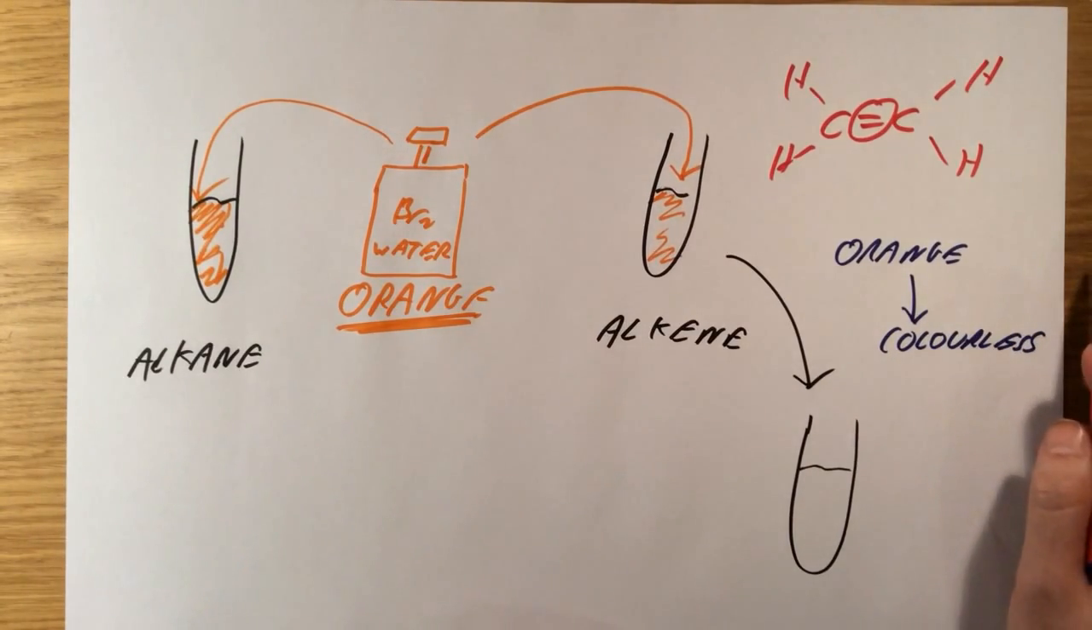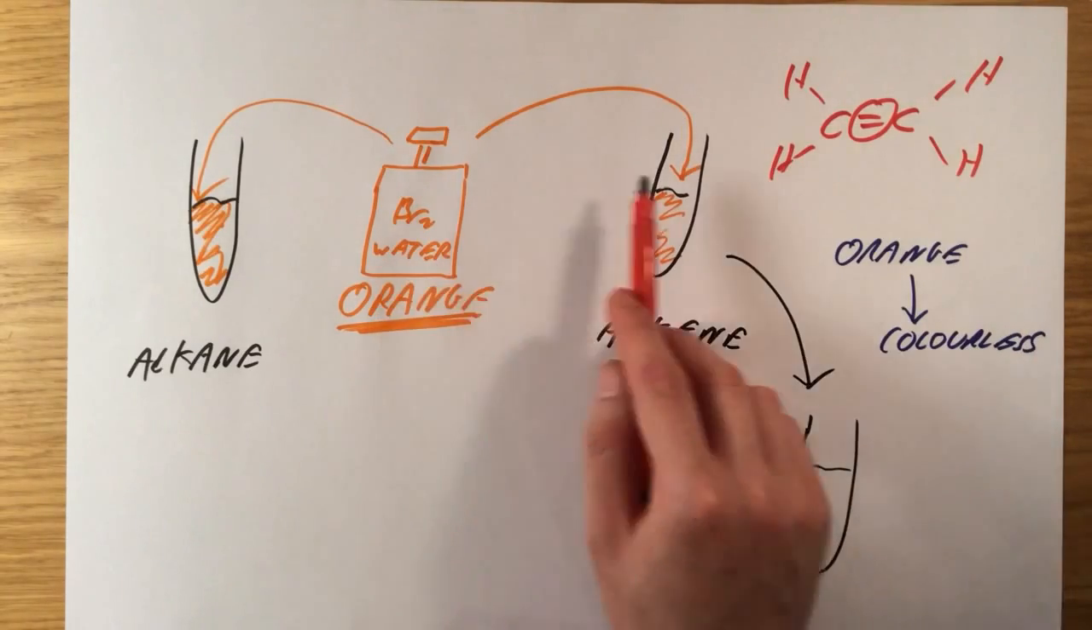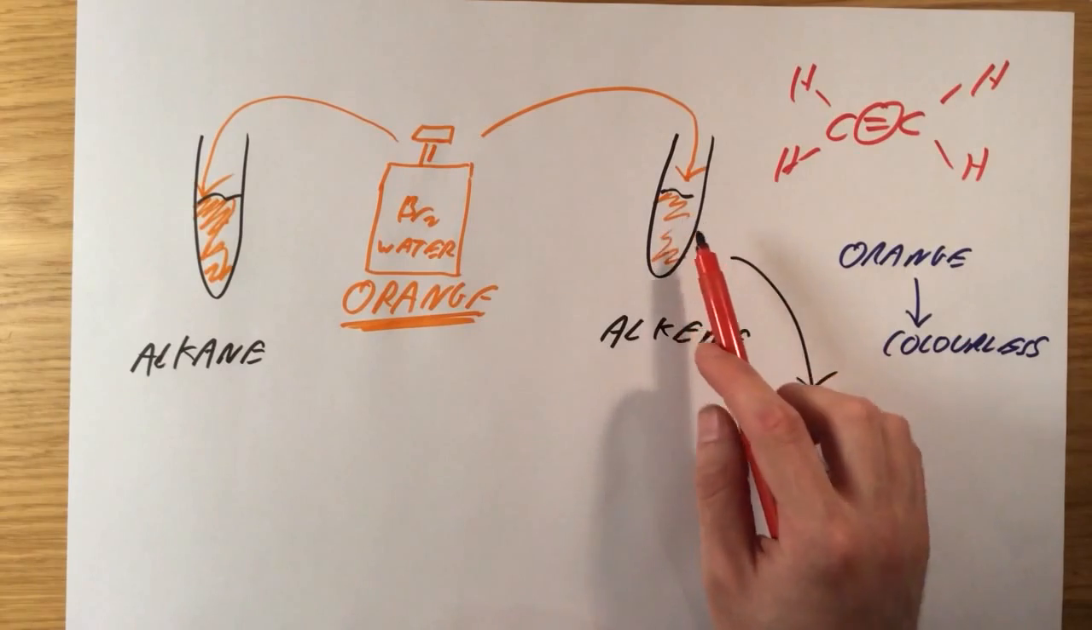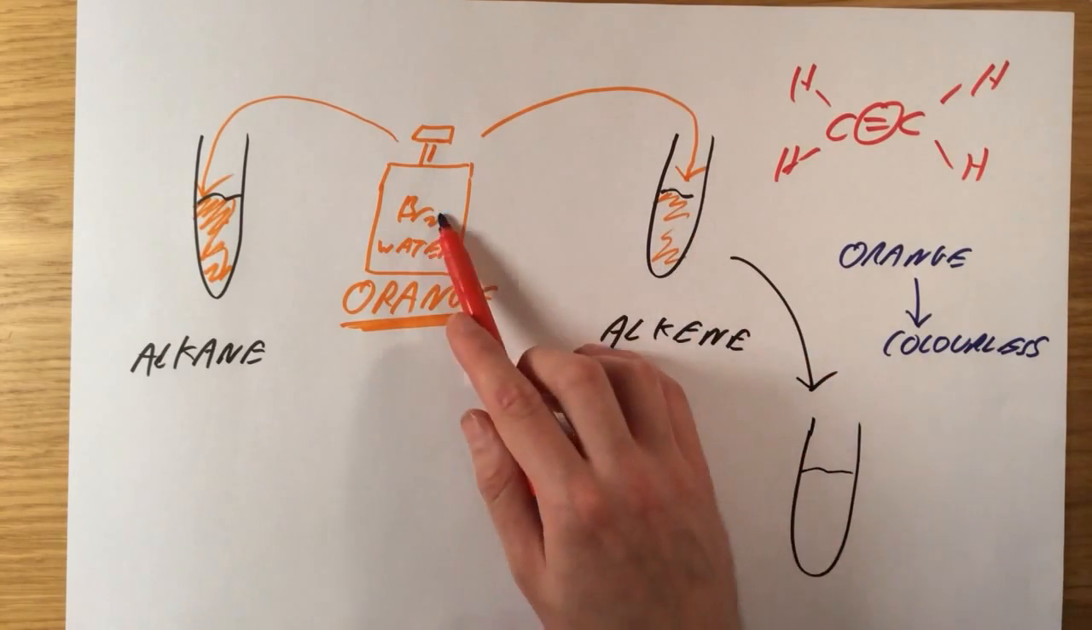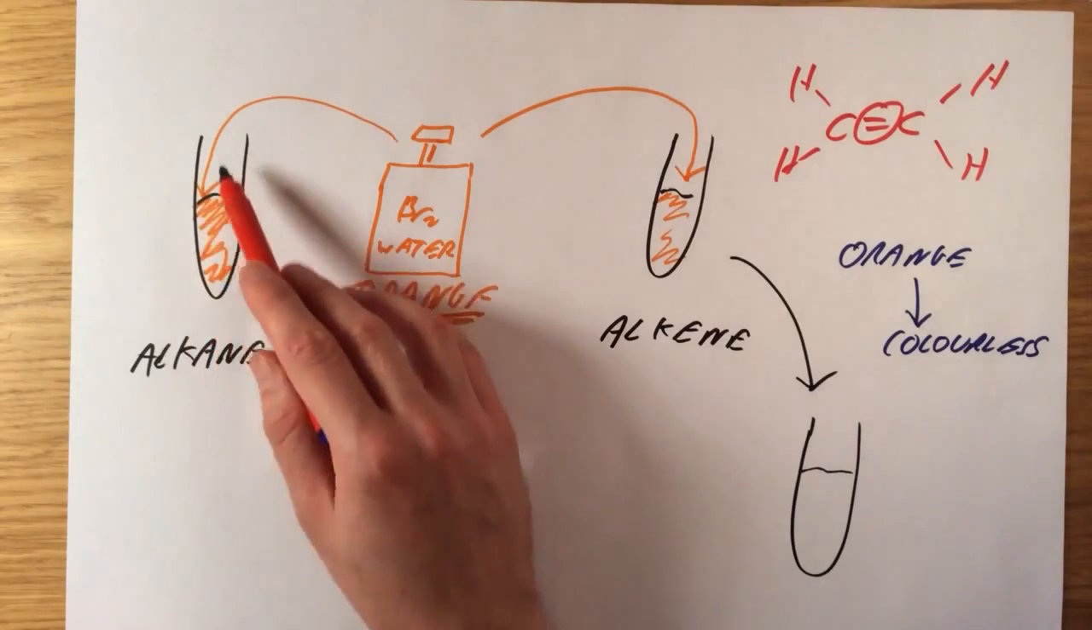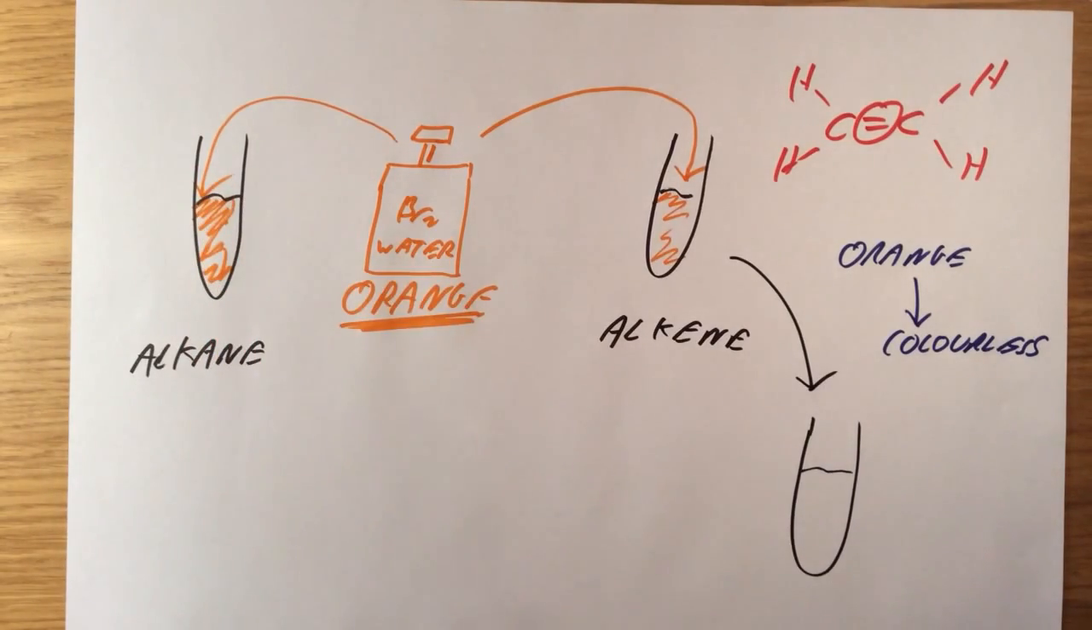Sorry, let me rephrase that. When you add bromine water to an alkene, the system will change from orange to colourless. It's not the alkene that changes colour, because the alkene is colourless. It's the bromine water that changes colour to colourless. With an alkane, the solution would stay orange.